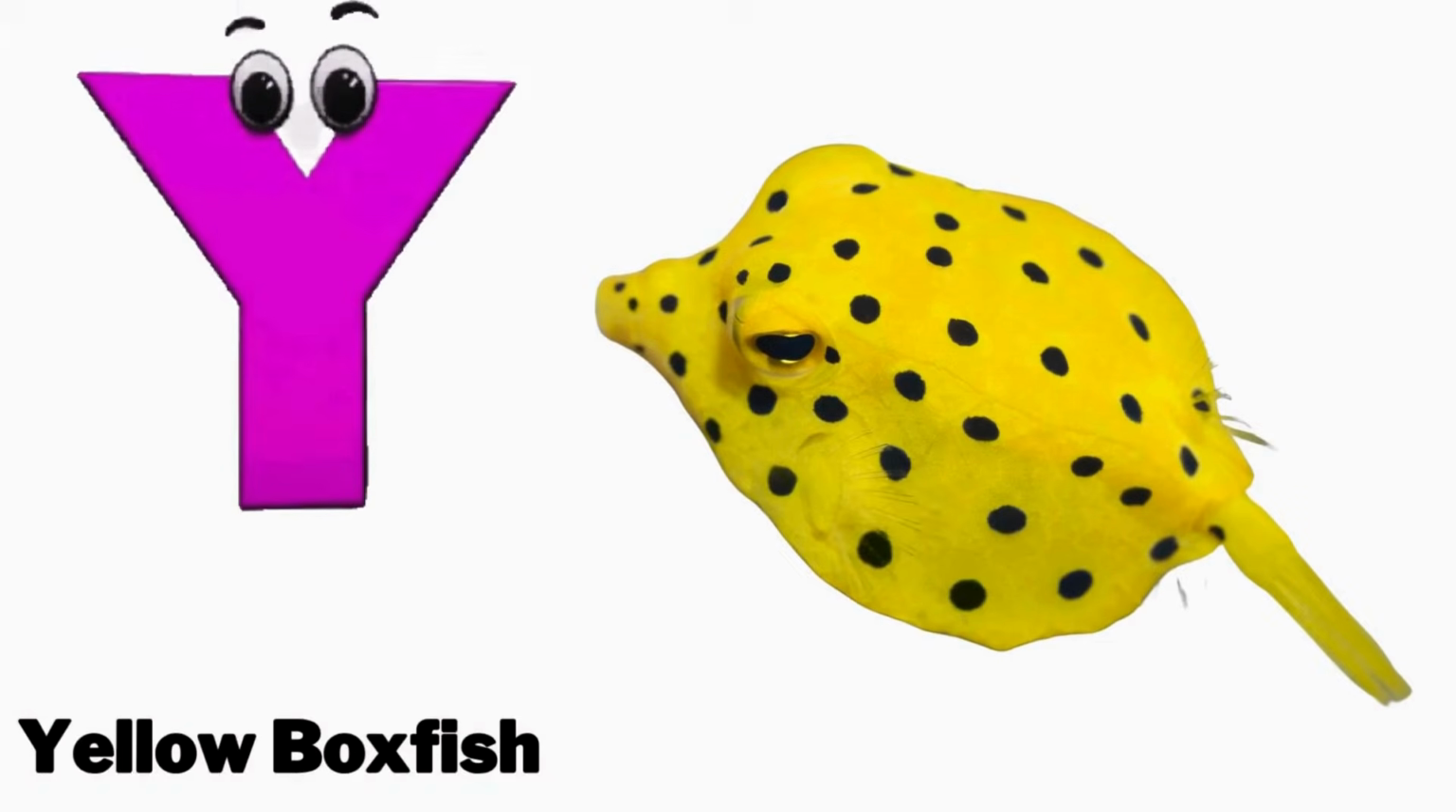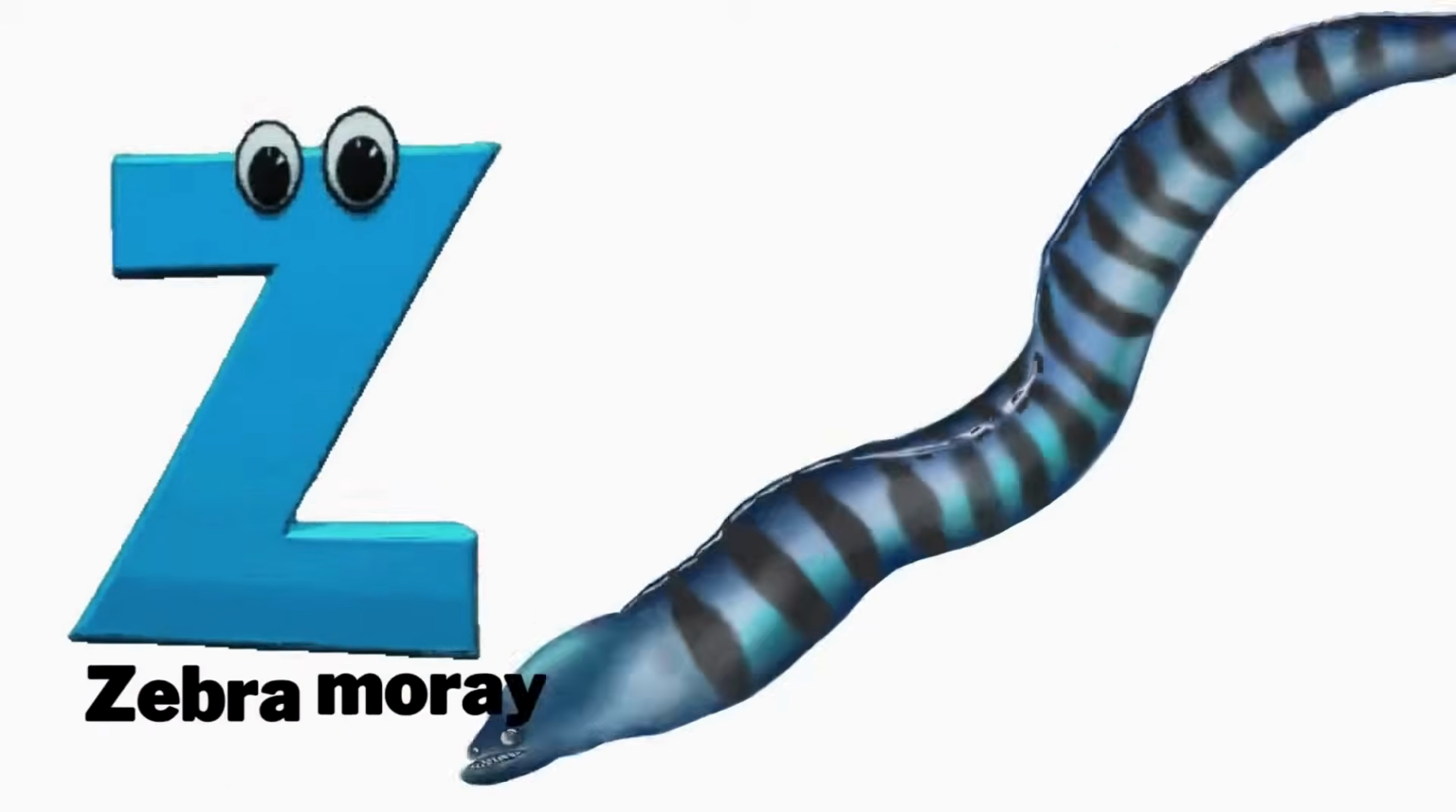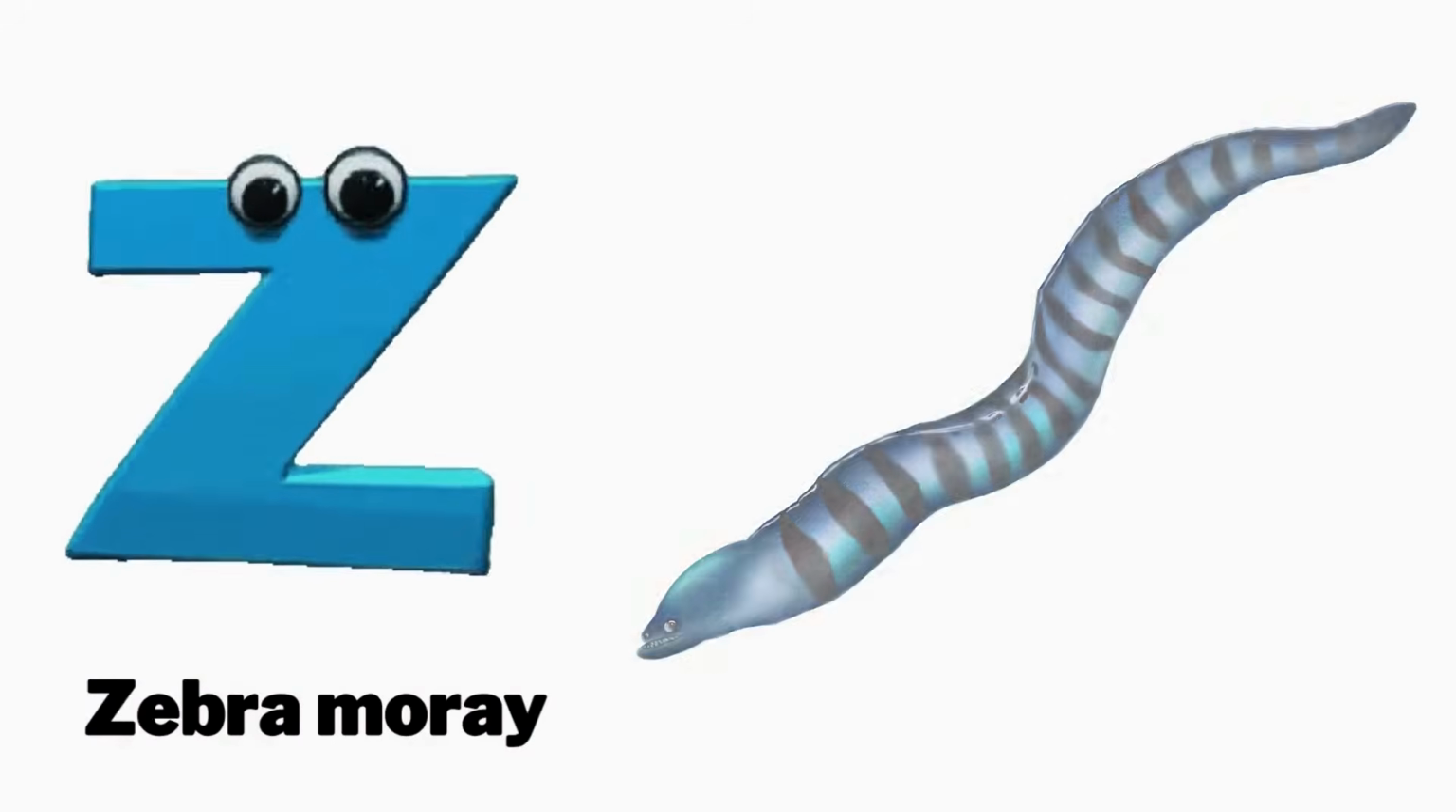Y is for yellow boxfish. Yellow boxfish. Z is for zebra moray. Zebra moray.